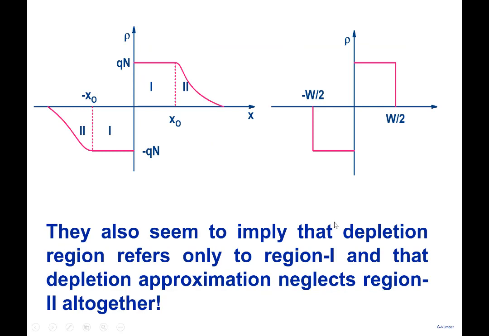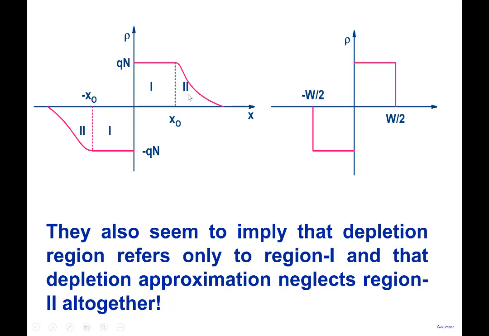They also seem to imply, and this is very important, that the depletion approximation that I'm making refers to region 1. That when I make the depletion approximation, actually I'm neglecting region 2. So the implication is, almost all the textbooks that you would read, what they would say, if not explicitly stating but implying, is that the depletion approximation is saying that this region is the region 1.